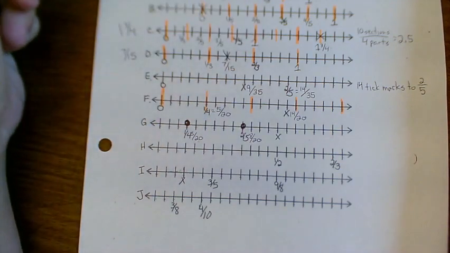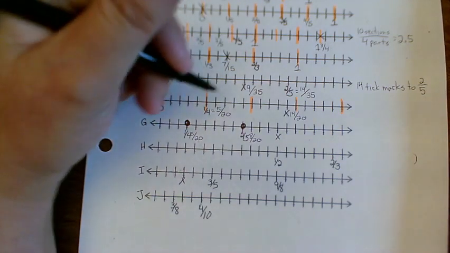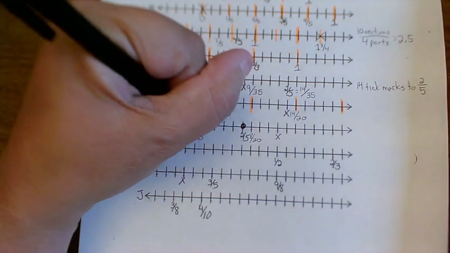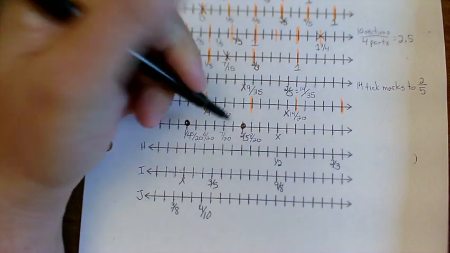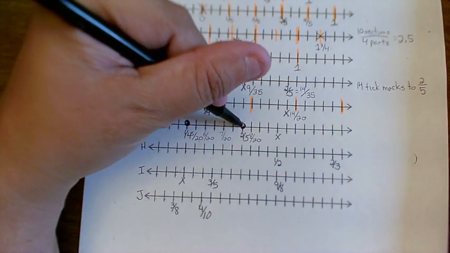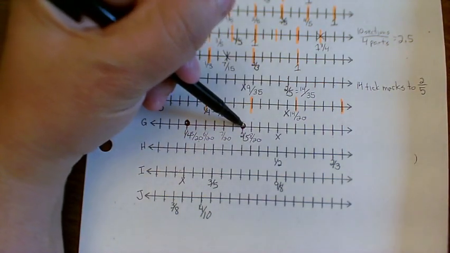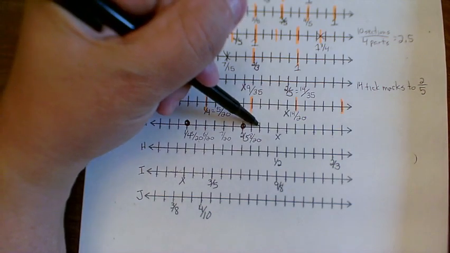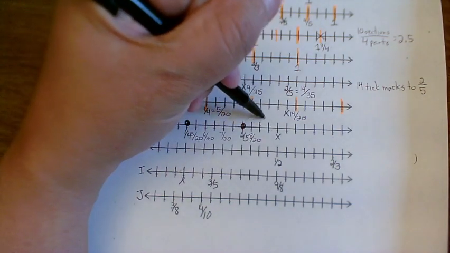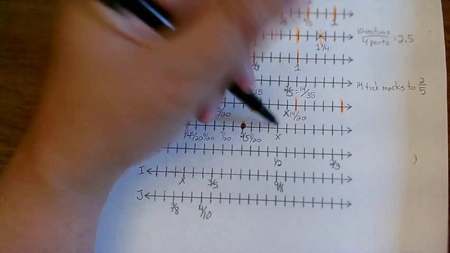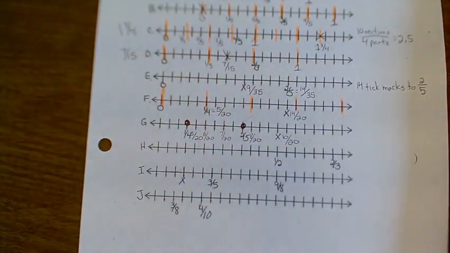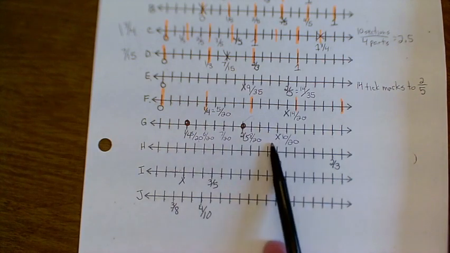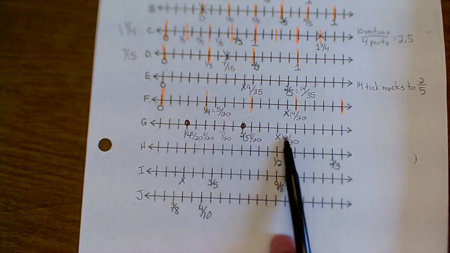So every 2 tick marks would be another 20th. So right here would be 6/20. 2 more would be 7/20. So then 2 more would be 8/20. So if we keep with that pattern, 2 more would be 9/20. So then 2 more would be up to 10/20, which would be a half. Okay, so for G, X is on 1/2 or 10/20.